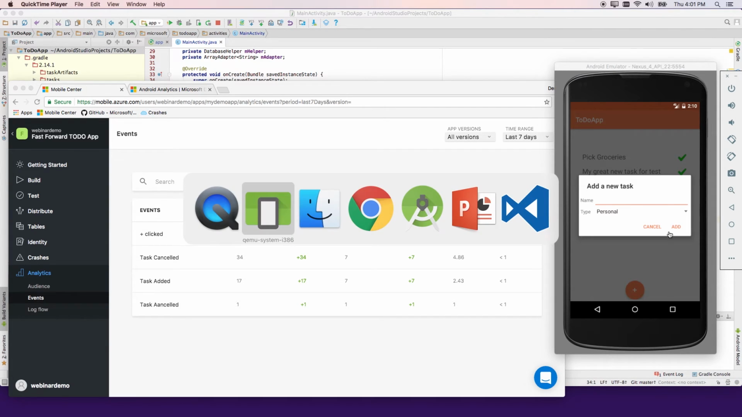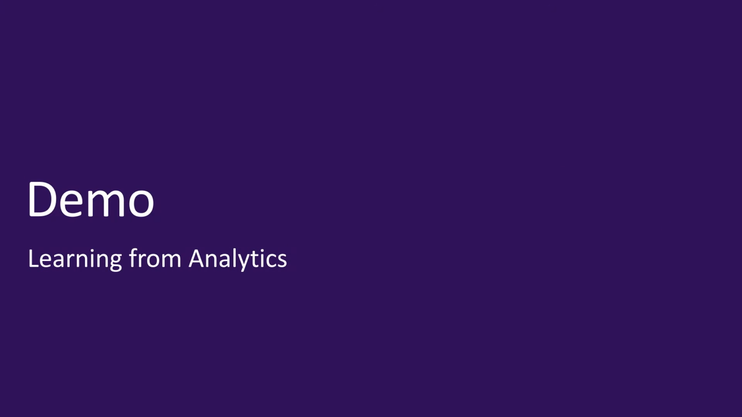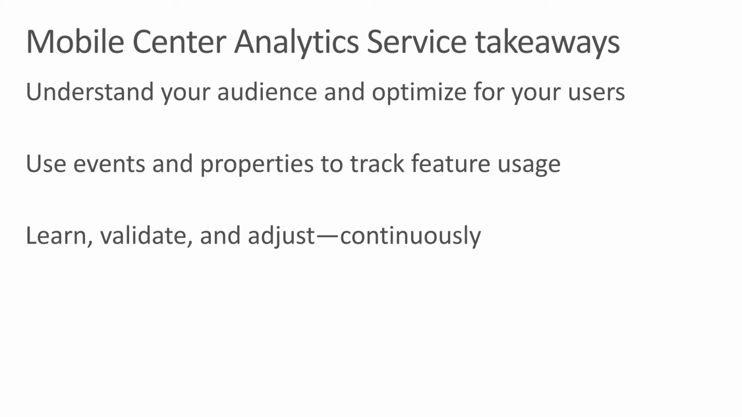So let's have a look at the key takeaways we can get from what we learned here. First, we need to understand from the audience and get a way to get information in order to optimize for our users. Second, we can use events and even more importantly, event properties in order to track the feature usage. And third, we need to iterate through that, learn, validate, adjust continuously and the fastest possible.